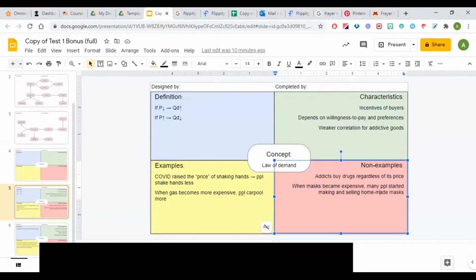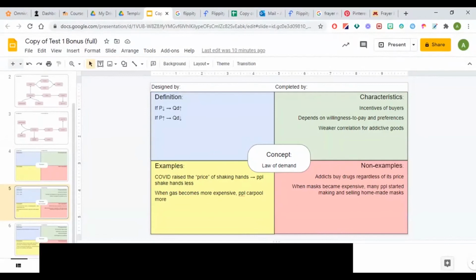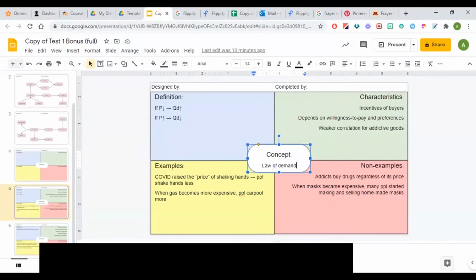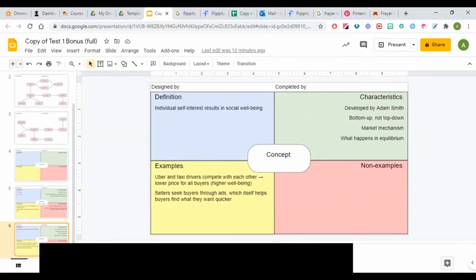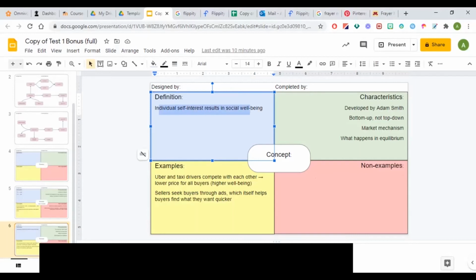Now, the way I make this into a game is I ask students to create their own. So they have to pick their own concept. You could also give the concept to them, and they fill in three of the boxes around and leave the other two blank. So something like this. Here, the student who creates it gives the definition, gives the characteristics, so something developed by Adam Smith, gives a couple of examples, and this would be the designer.